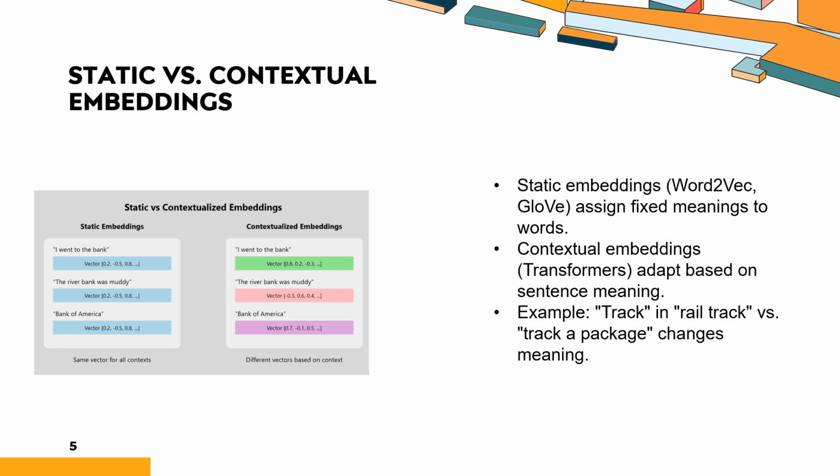So on this one, we're going to be discussing static versus contextual embeddings. Static embeddings, which consist of word2vec and GloVe, assign fixed meanings to words. Contextual embeddings are transformers that work based on sentence meaning. We also have an example: track in rail track versus track in package changes the meaning, right? Track starts changing the meaning by the way you phrase it.